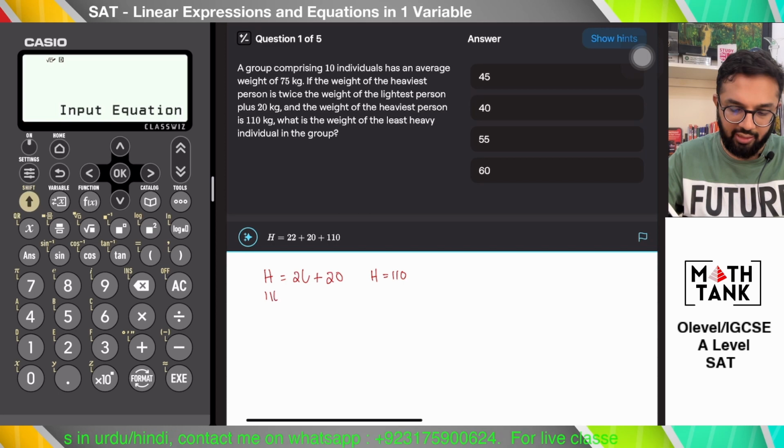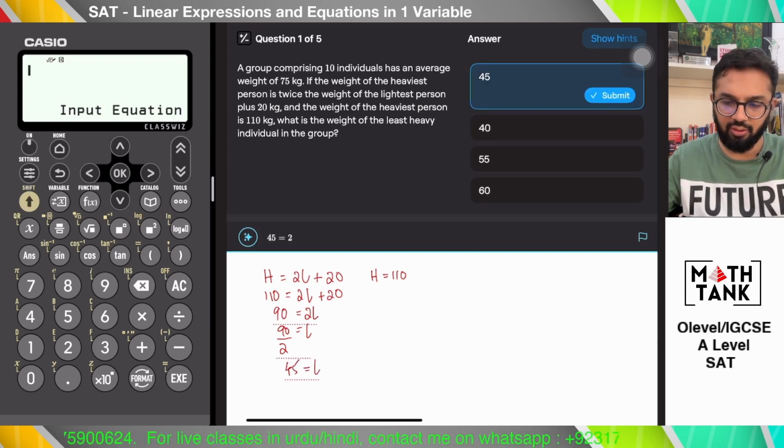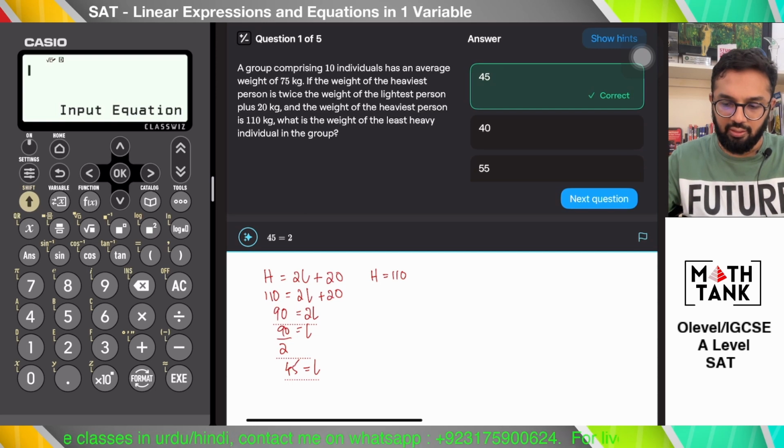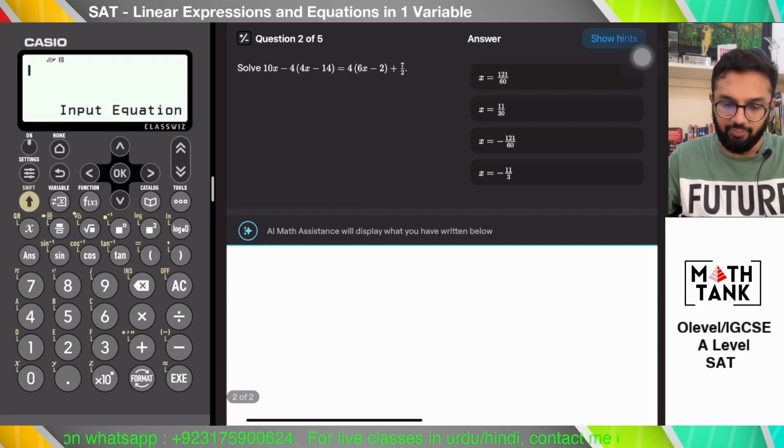So 110 equals 2L plus 20. 2L should equal 90 and L should equal 90 divided by 2. So L is 45. That should be the correct answer. Let's check. Yes, that was the correct answer. Let's move on to the next one.